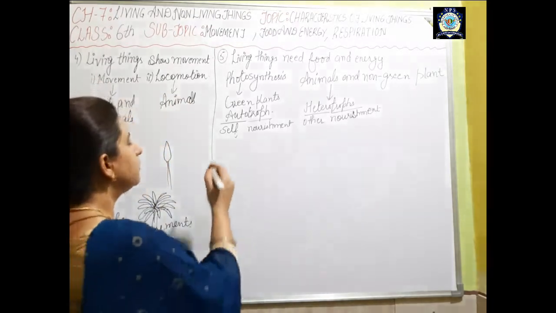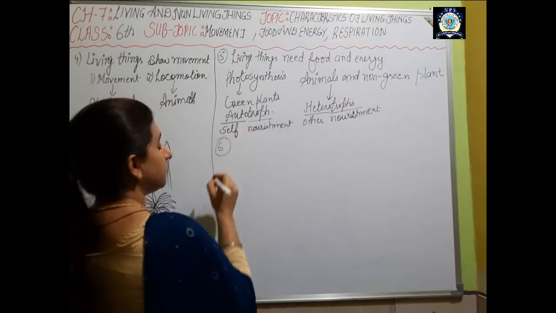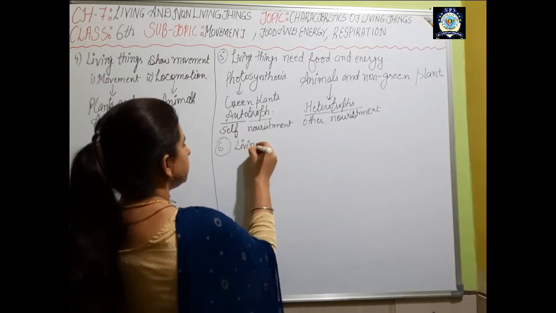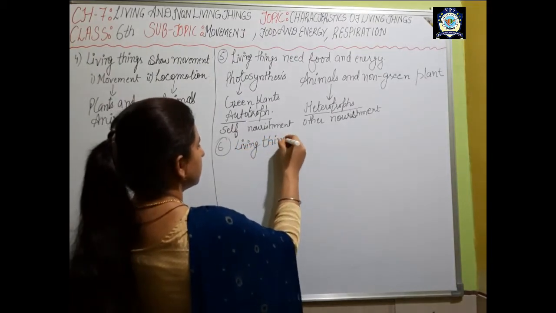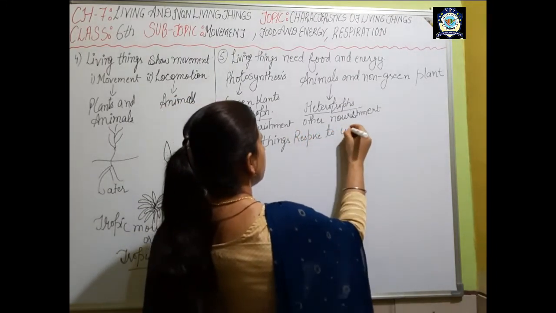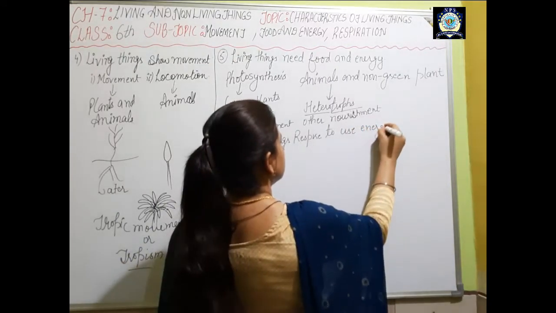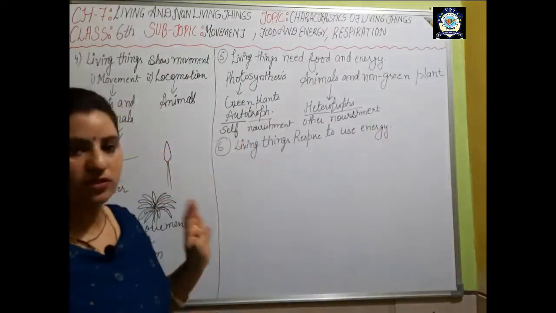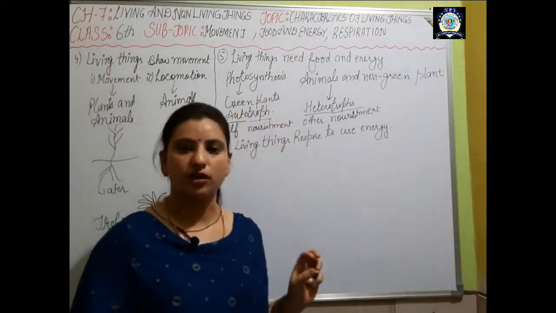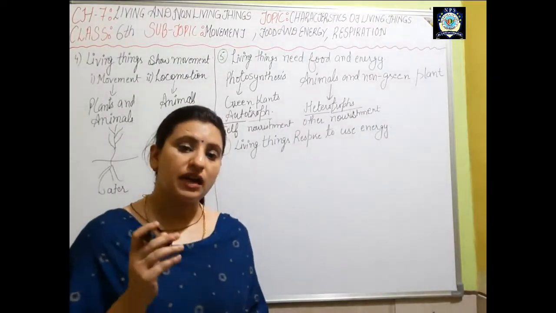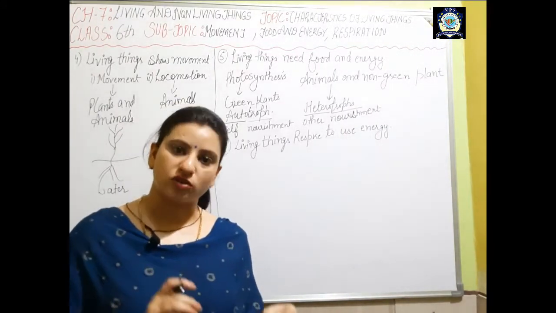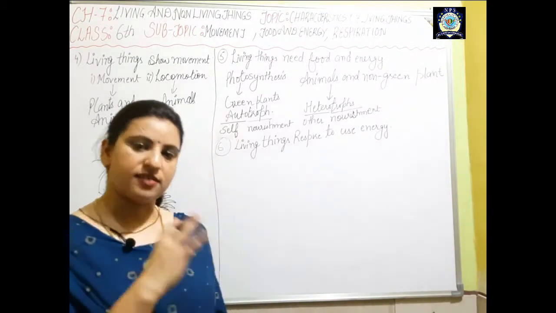Now the sixth characteristic which I am going to discuss is a very important one: living things respire to use energy. Here energy is formed both in autotrophs and heterotrophs, meaning in plants, animals and non-green plants. All make energy. But now this energy has to be utilized by the body to carry out different processes. How is it utilized? Let's discuss that.